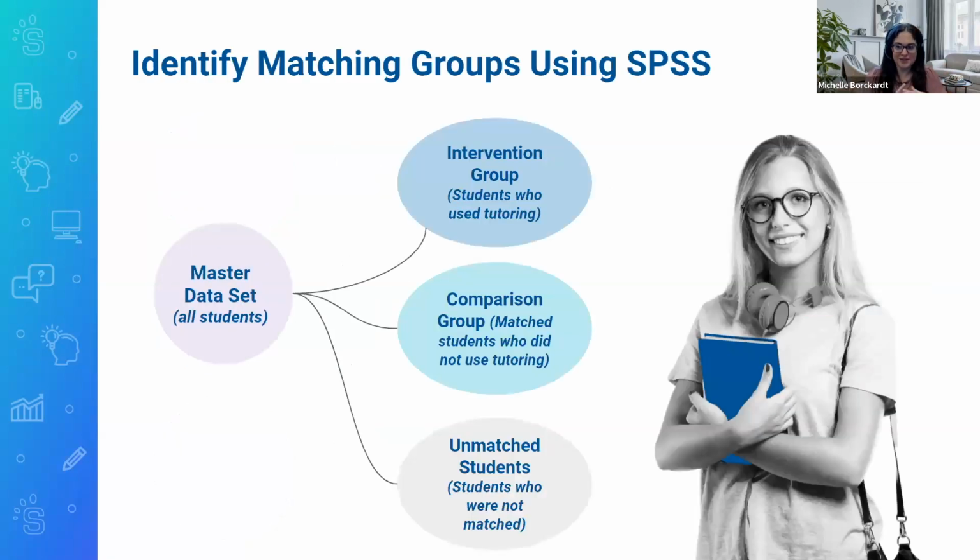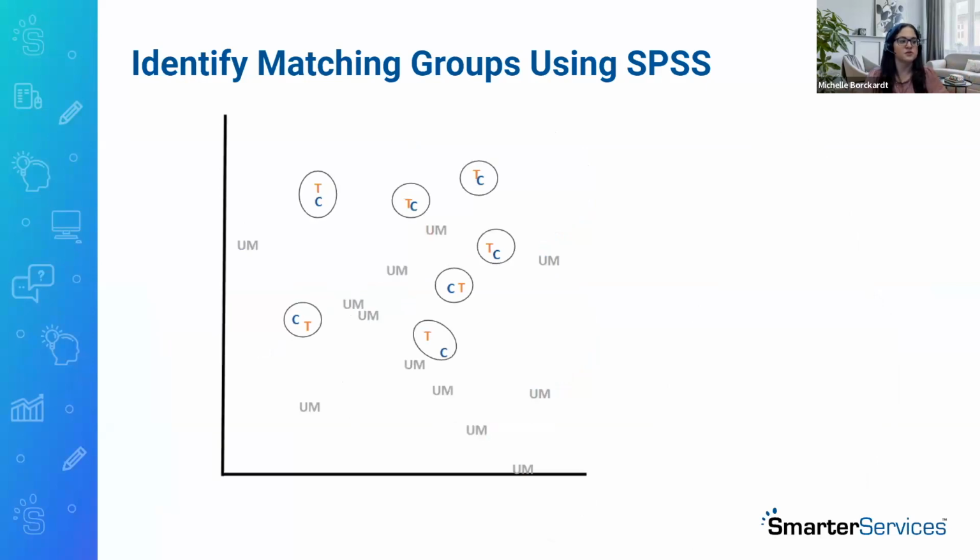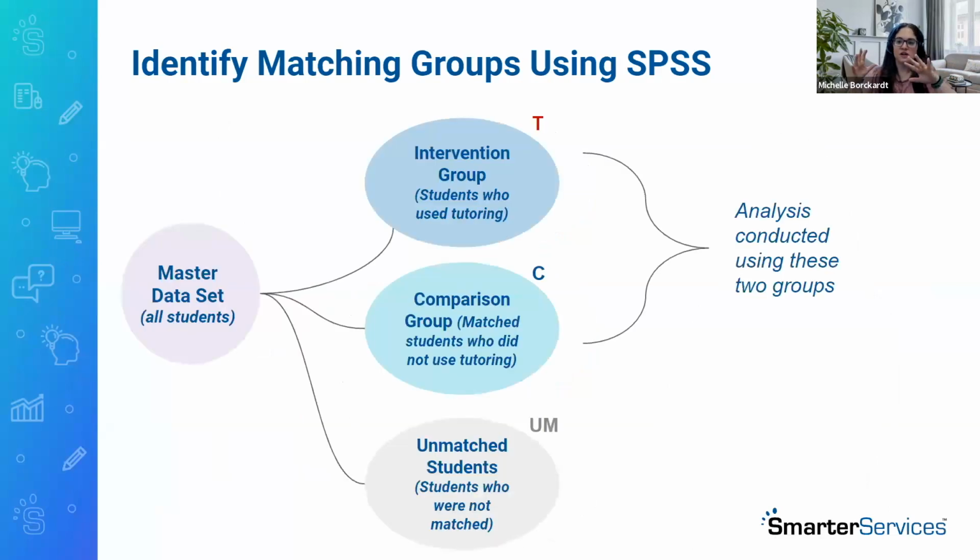So once you have your big data set, that's when you load it into SPSS, which is the software we used, or you can use your software of choice. And you have to break it out into 3 groups. You have your intervention group, which is the students who received tutoring, your comparison group, that's the matched students who did not use tutoring. And then you'll have a few students left over who did not use tutoring, but also were not matching. So again, if we remember, this is all the students who received tutoring, all the students who didn't receive tutoring, and then you would have your 3 groups here: your tutoring group, your comparison group, and the unmatched students. The unmatched students are going to be left to the side, and your analysis will be conducted on the intervention group and the matched comparison group.